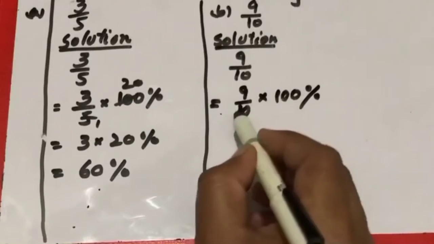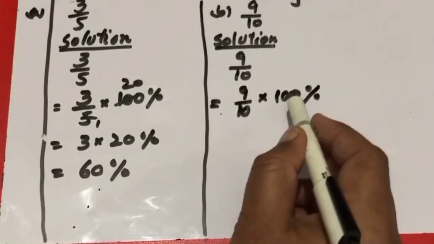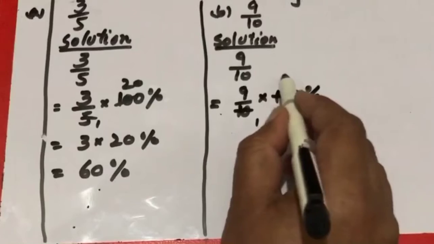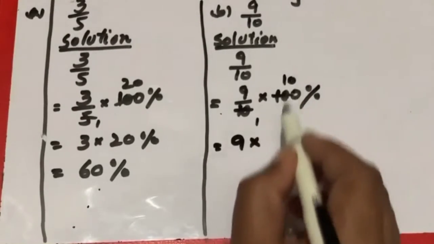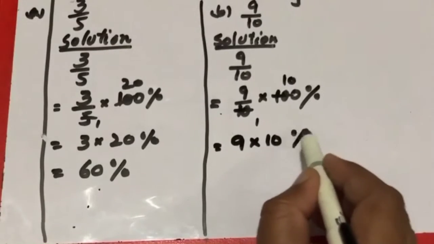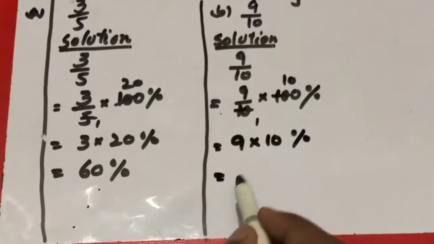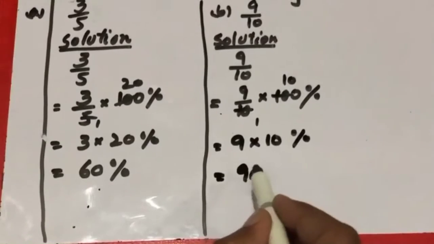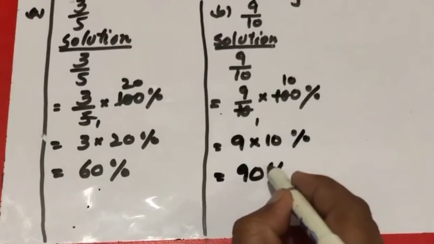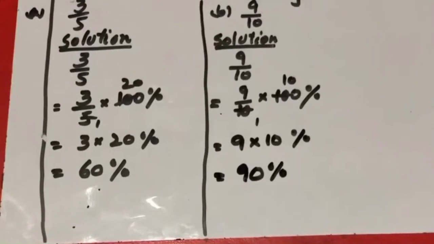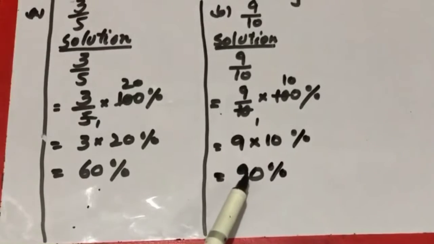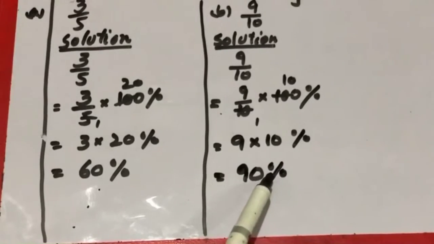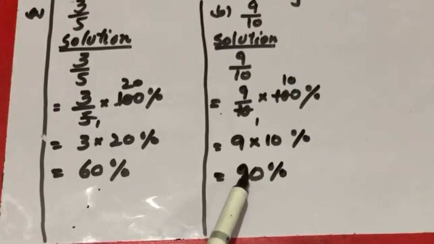And if we cancel out the denominator 10 and the number 100, so 10 ones are 10 and 10 tens are 100. So we will have 9 multiplied by 10%. So if we multiply 9 by 10, we will have 9 tens are 90 and the percentage symbol as it is. So the fraction 9 by 10 can be written as 90%. So we have converted 9 by 10 into the percentage, which becomes 90%.